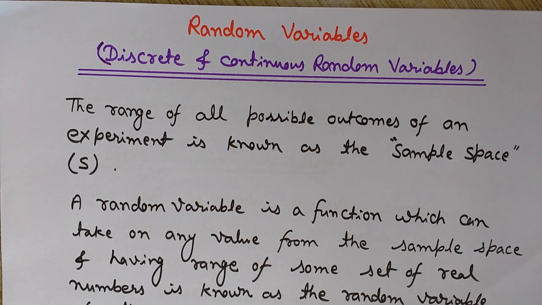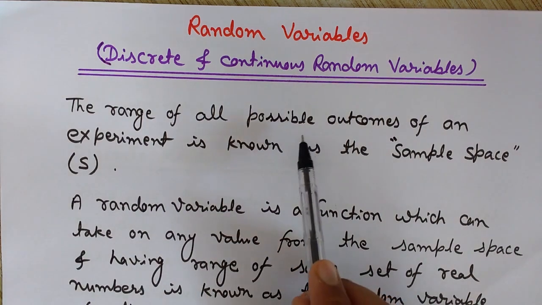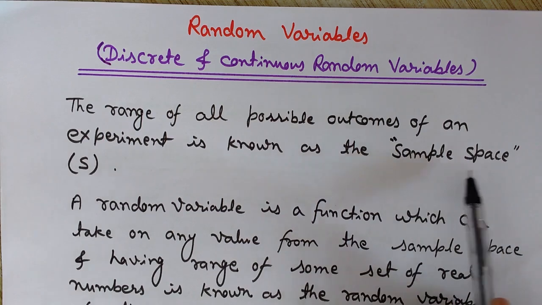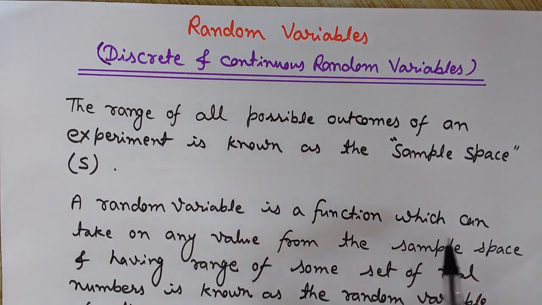And what is a random variable? First let me tell you the definition of sample space and random variable. After this I will explain with the help of an example. A random variable is a function which can take on any value from the sample space. The sample space contains all the possible outcomes of that experiment, as we have seen in the coin example. So it takes on some values that are part of the sample space, having a range of some set of real numbers, and is known as the random variable of the experiment.